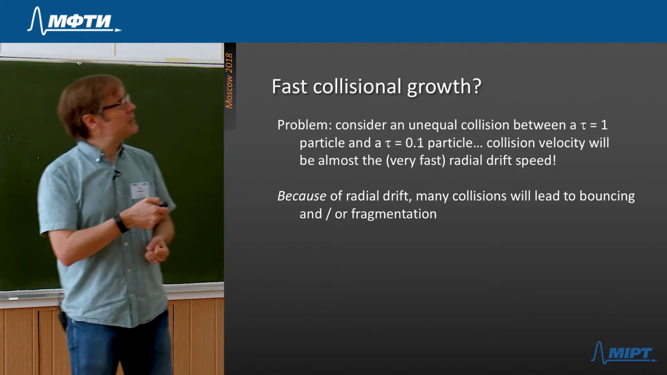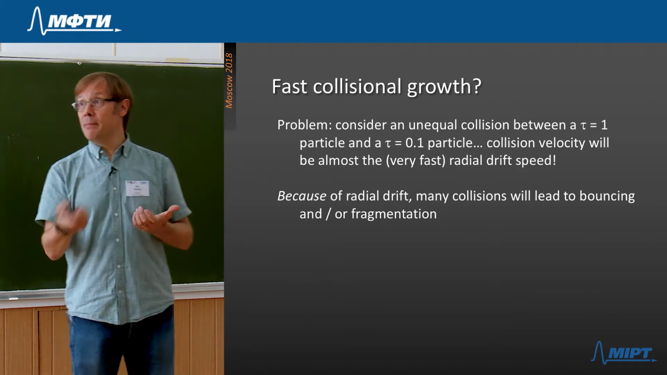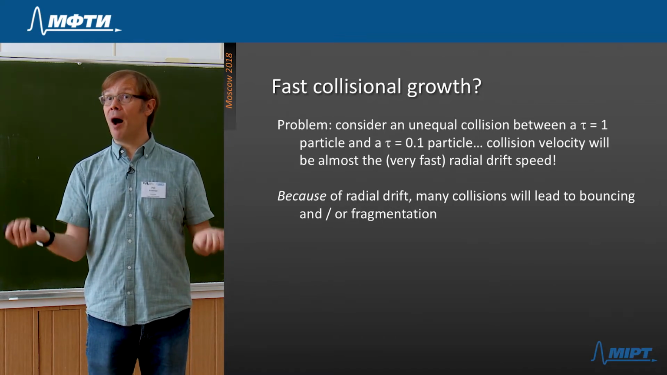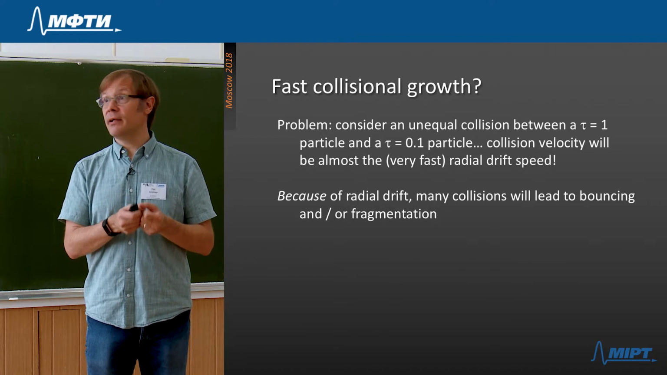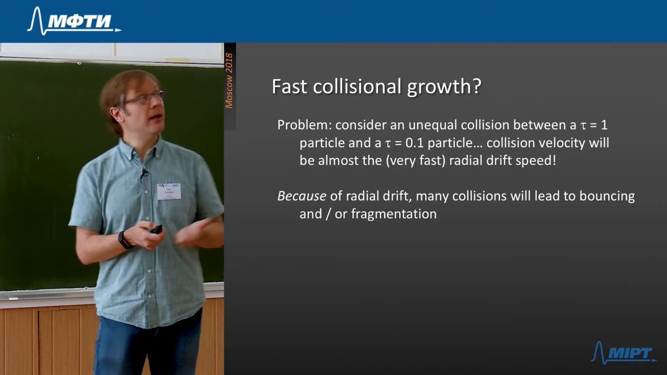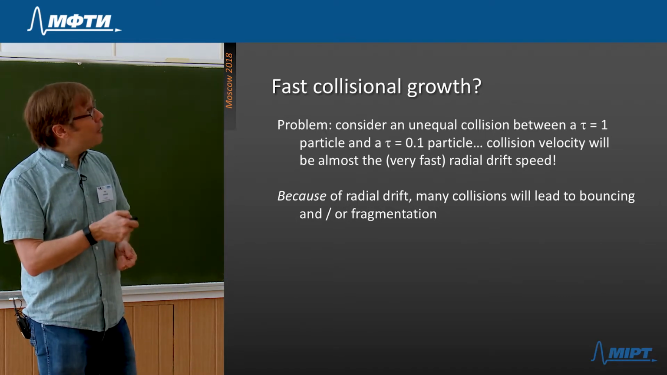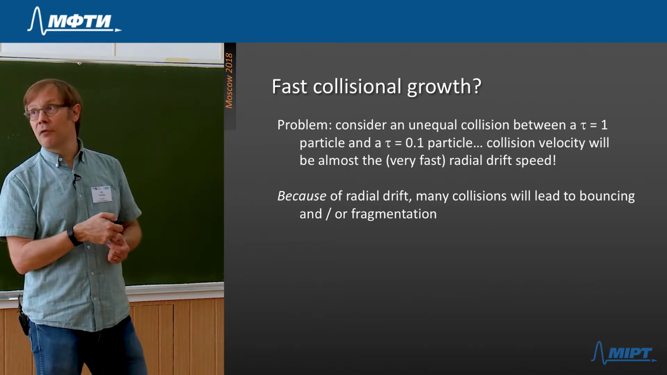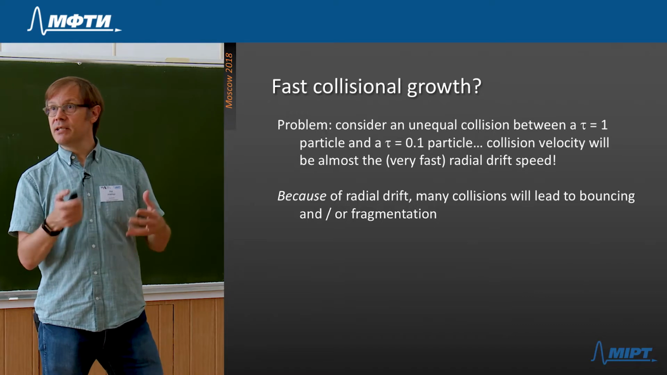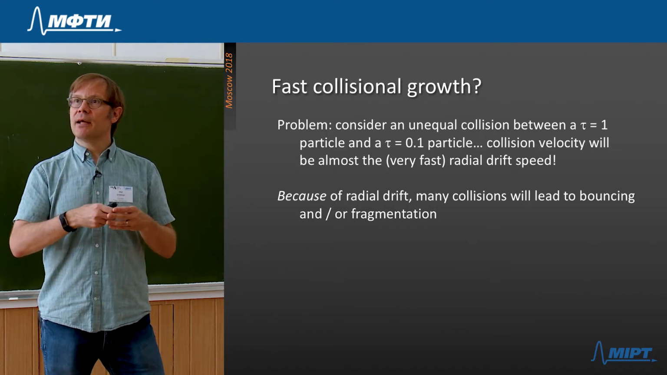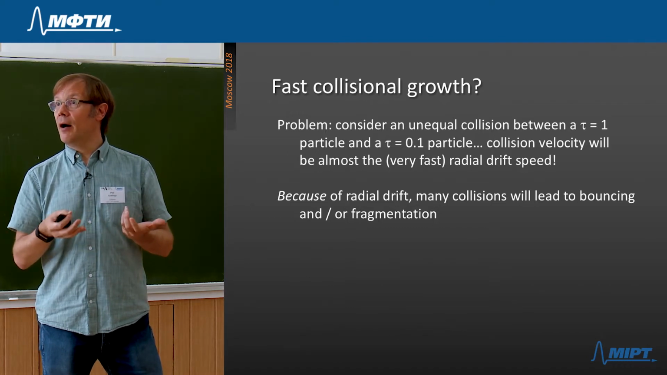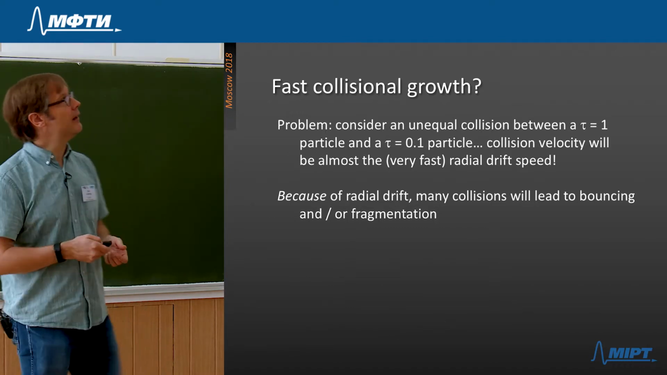Okay? So this speed can easily reach many meters per second, 10 meters per second perhaps, and so that is probably above the fragmentation velocity, at least for rocky particles. Okay? So because of the radial drift itself, many collisions we think would lead to bouncing or fragmentation. So this is, let's say, the qualitative argument for why we think fast collisional growth doesn't work very well in the disk environment.